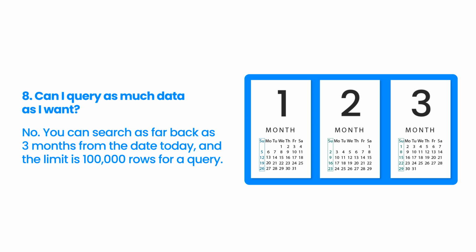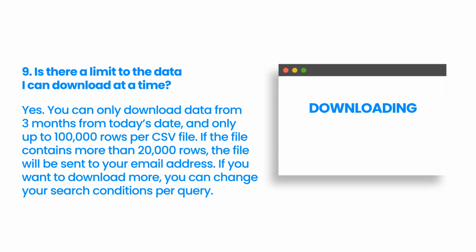Can I query as much data as I want? No. You can search as far back as 3 months from the day to day, and the limit is 100,000 rows per query. Is there a limit to the data I can download at a time? Yes. You can only download data from 3 months from today's date, and only up to 100,000 rows per CSV file. If the file contains more than 20,000 rows, the file will be sent to your email address. If you want to download more, you can change your search conditions per query.